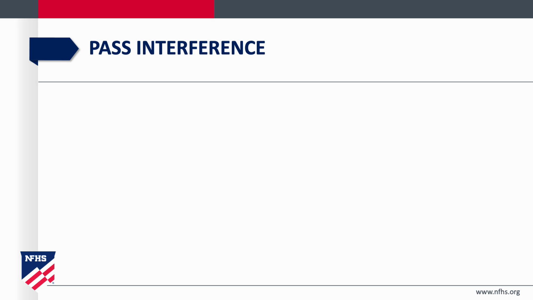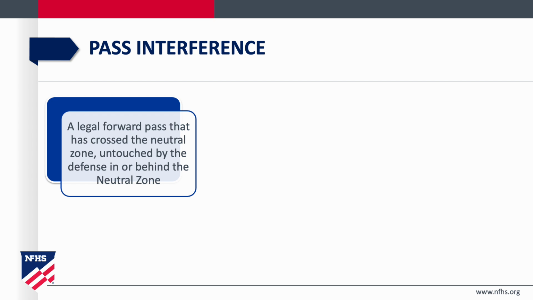Forward pass interference is defined as any player of A or B who is beyond the neutral zone that interferes with an eligible opponent's opportunity to move towards, catch, or bat a pass. There are a few conditions that must be met for pass interference to be called.